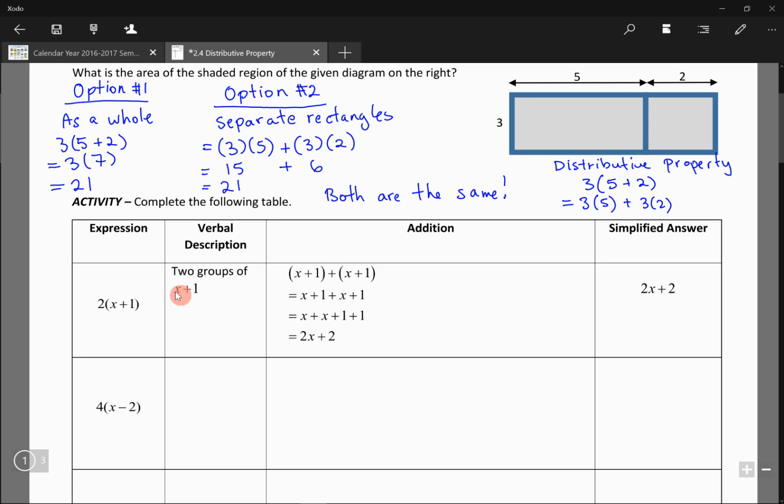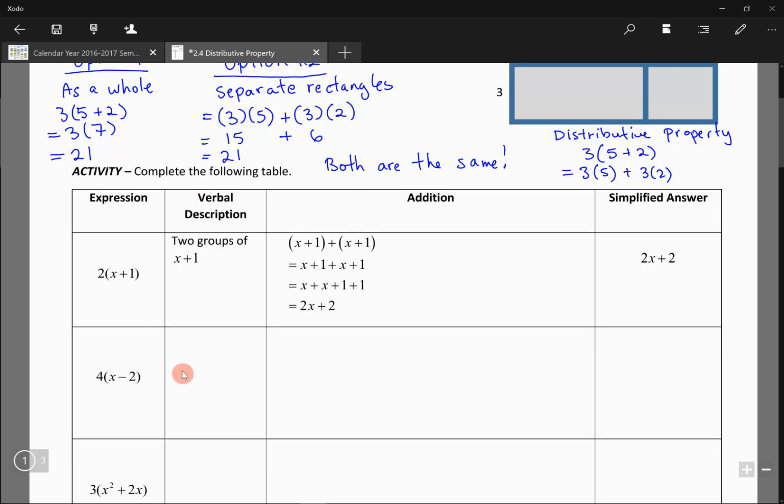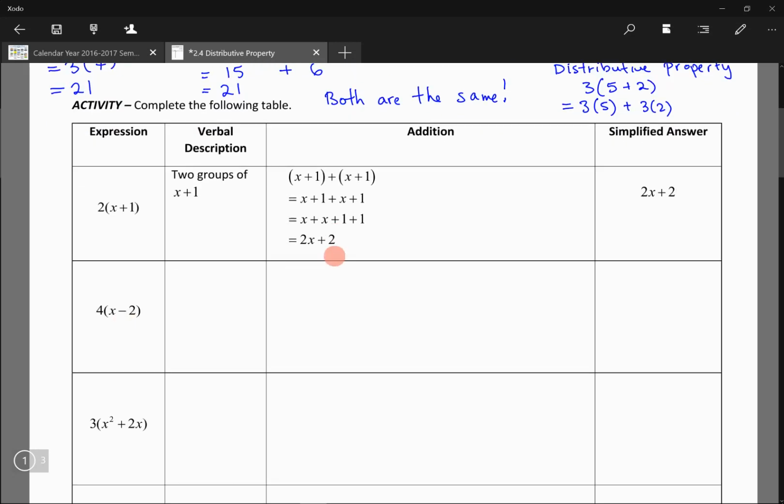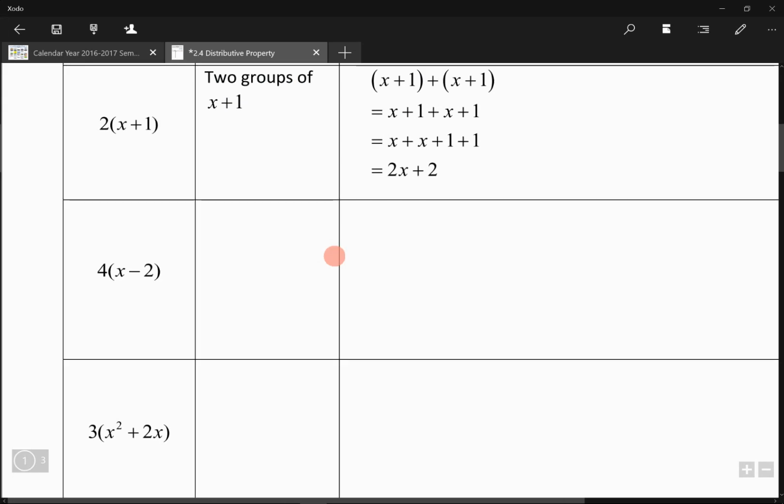If I had two groups of x plus 1, I can express that as an addition by saying the first group of x plus 1 plus the second group of x plus 1. Then, like we did in the beginning of our cycle, you just collect all the like terms. You collect the x's, you get 2x. You collect the 1's, and you get a 2. So your simplified answer is 2x plus 2. What about the next one? Here we have 4 times x minus 2, which is 4 groups of x minus 2.